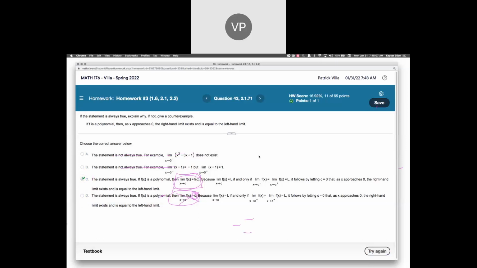Sometimes these problems look a lot more difficult because of the wording, because so much is going on. But read part C again, pause it if you need, and look at it. Essentially, the limit exists because in a polynomial, the limit is the y value when you plug in c. And then if the limit exists, then you know the left-hand limit and the right-hand limit have to be equal to each other and to that limit right there.